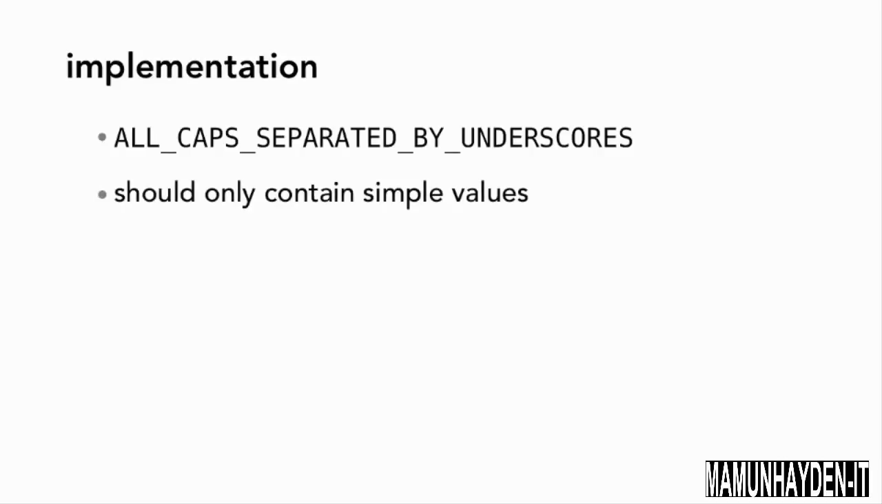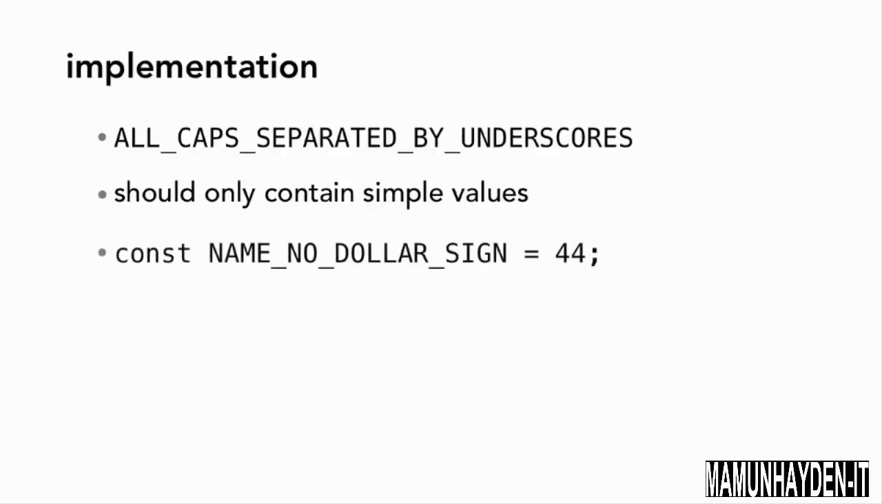Constants can only contain simple values such as strings, booleans, and integers. Arrays will not work. To define a constant, you start with the keyword const, followed by the name with no $, an assignment operator, and the value.